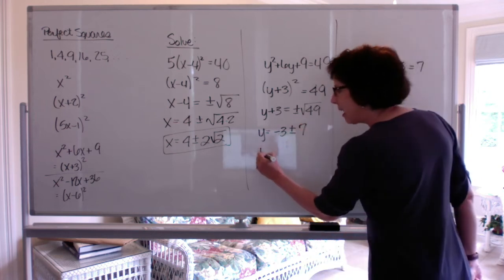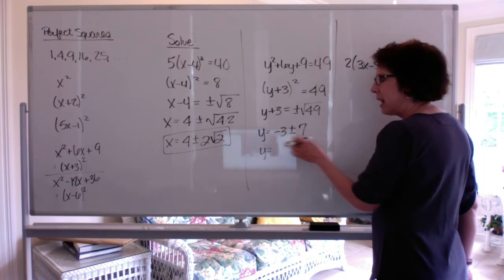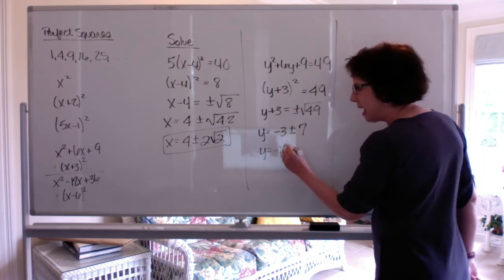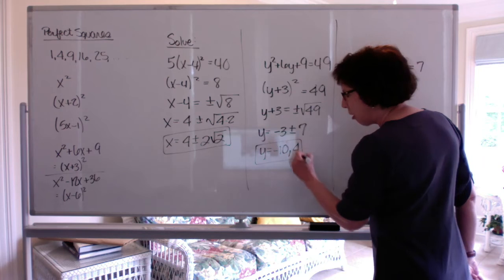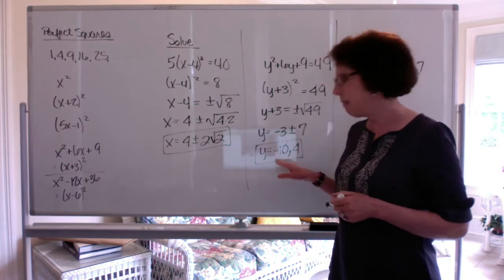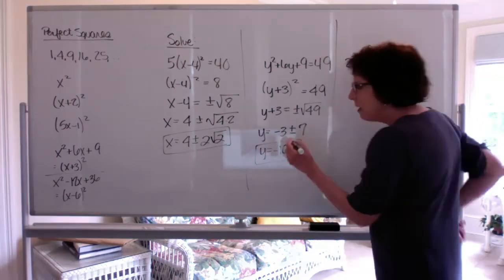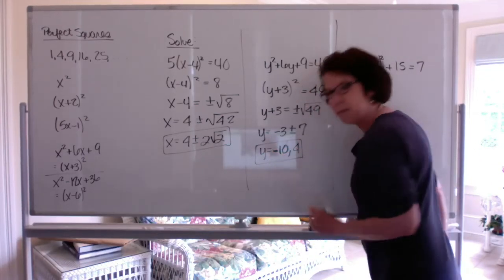Now let's give our final answer. Y equals, I'm going to go ahead and do my negative number first. Negative 3 minus 7 is negative 10. Negative 3 plus 7 is 4. And those are my two solutions. You don't always get one negative answer and one positive answer. So don't think that's always going to happen. It's just happened so far.